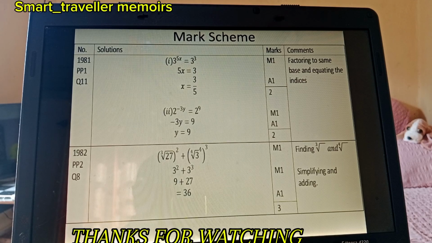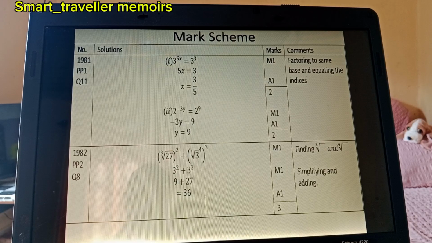The cube root of 27 squared plus the fourth root of 3 raised to 4 cubed. The cube root of 27 is 3, and then you square. And the fourth root of 3 raised to 4 is 3, which is cubed. You get 3 squared is 9. 3 cubed is 27. You add, and you get 36.